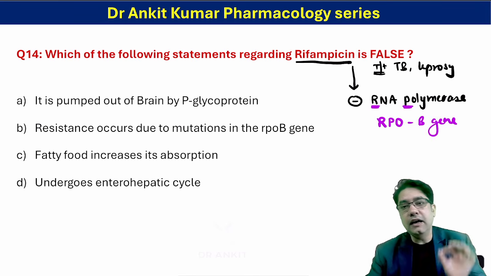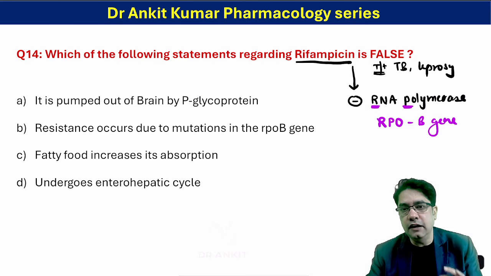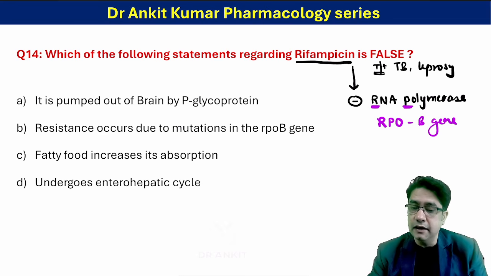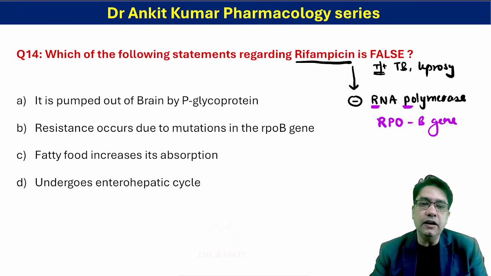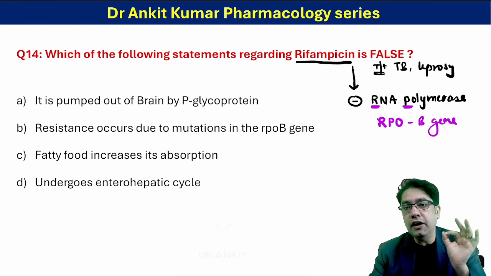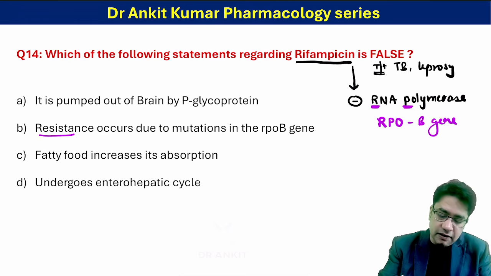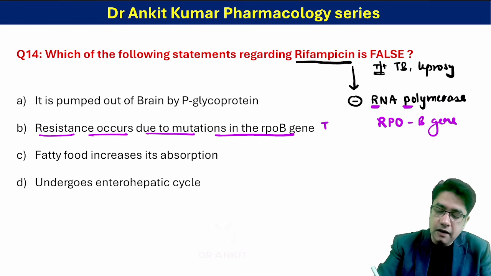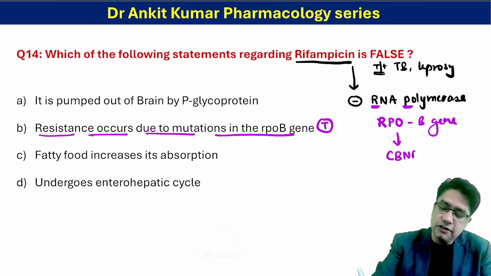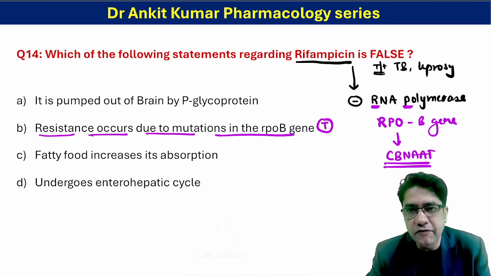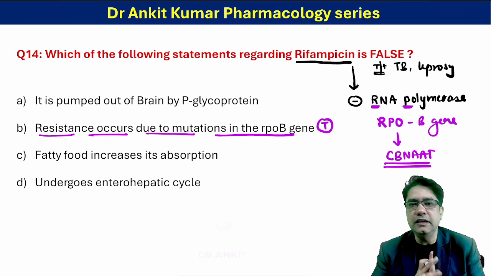Now understand, if there is any mutation in the RPOB gene, rifampicin will not be able to bind or inhibit the RNA polymerase enzyme. So remember, rifampicin resistance occurs due to mutation in the RPOB gene. And this mutation we detect by CB-NAAT, cartridge based nucleic acid amplification test, which is similar to PCR test.